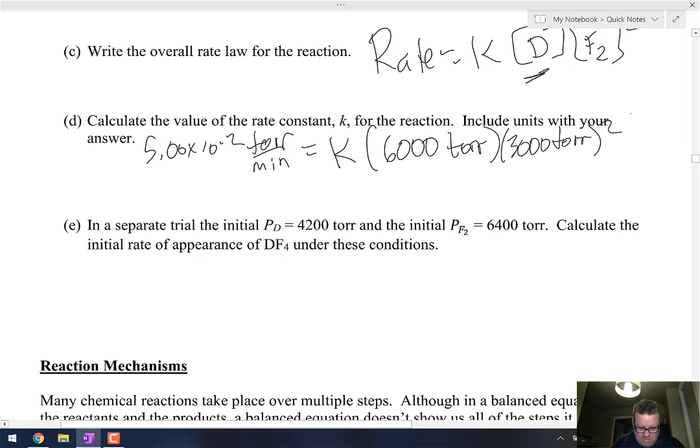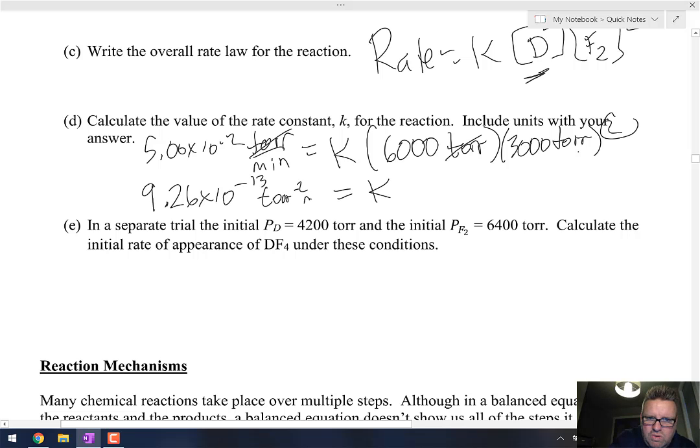So I'm going to take, this is going to be a pretty small number, 5 times 10 to the minus second divided by 6,000 divided by 3,000 squared. Don't forget to square that. Okay, and yeah, that's a pretty small number. So K is going to equal, and again, the order that you do it doesn't matter, 9.26 times 10 to the minus 13th. Now let's figure out our units here. This torr and that torr will cancel. So we've got a torr squared. So on the bottom, we're going to have torr to the minus 2 and then minutes to the minus 1.